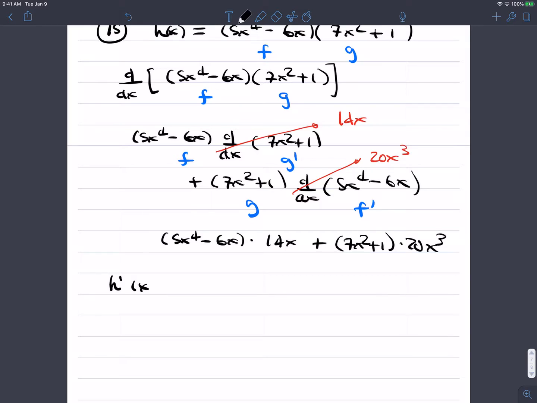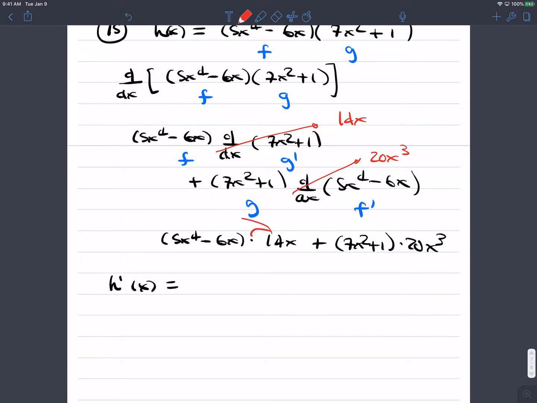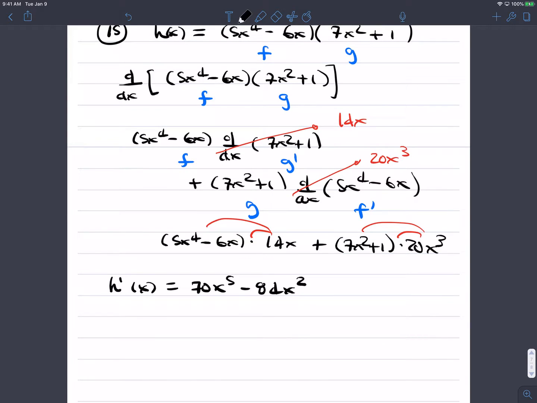So h prime of x becomes, let's use some distributive property here. We end up getting 14 times 5 will be 70x to the fifth. 6 times 14 will be negative 84x squared. And 20 times 7 will be, it looks like 140x to the fifth. And then plus the 20x cubed.